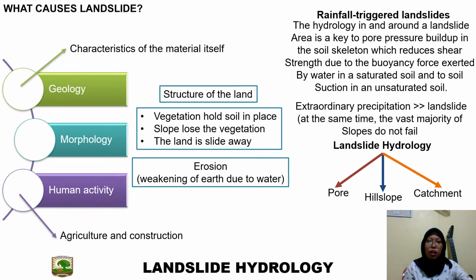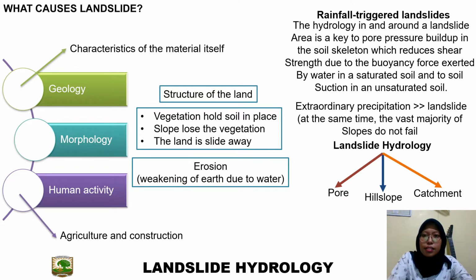construction impact. We must focus on morphology, which refers to the structure of the land. For example, vegetation holds soil in place. So if the slope loses its vegetation, the land will slide away. It is called erosion, or weakening of earth due to water.